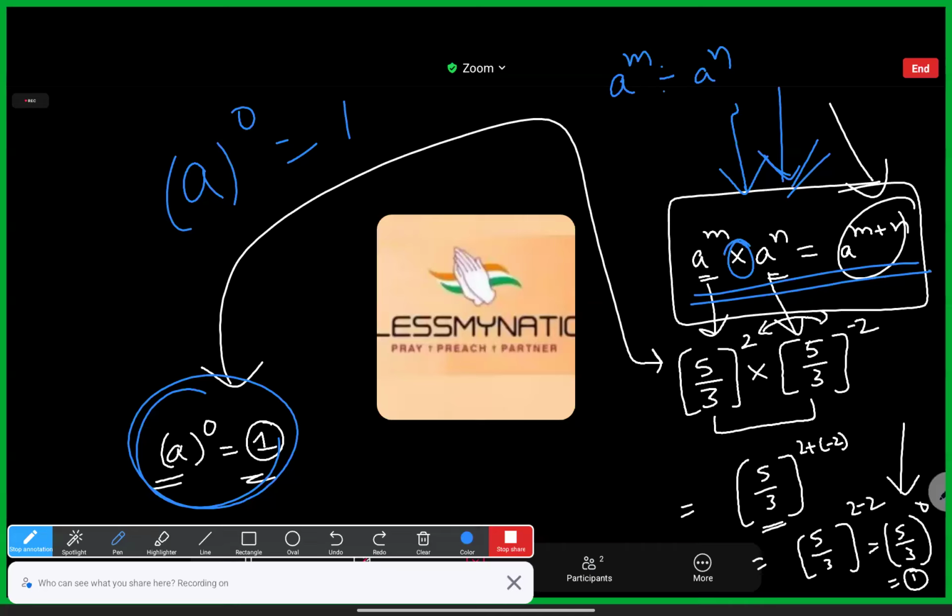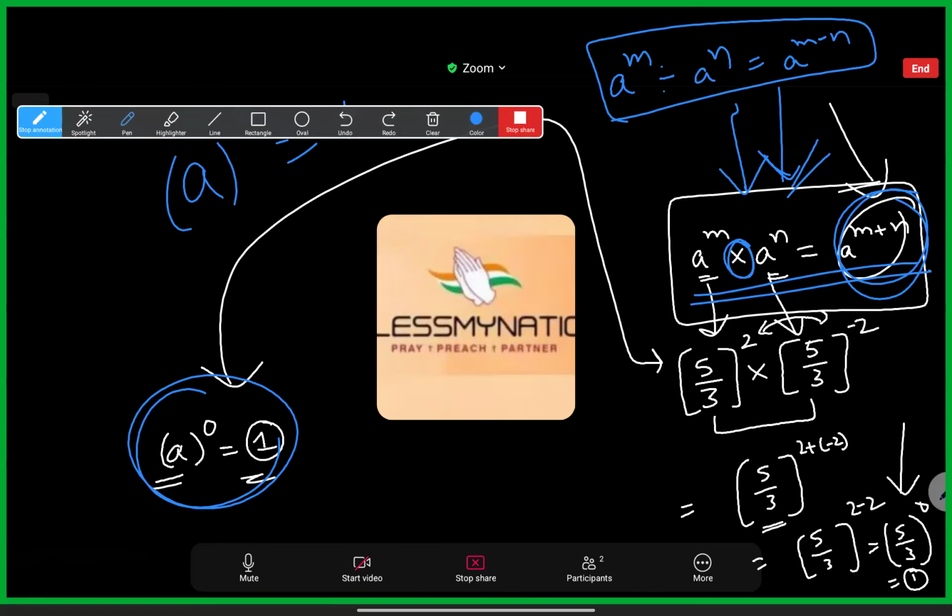The difference is your multiplication now. This one is division. a power m divided by a power n. So here powers got added in the previous law. Here powers will get subtracted, reverse. m minus n it will be. Okay, so can we take any example? For example, let us take 5 power 8 divided by 5 power 3.